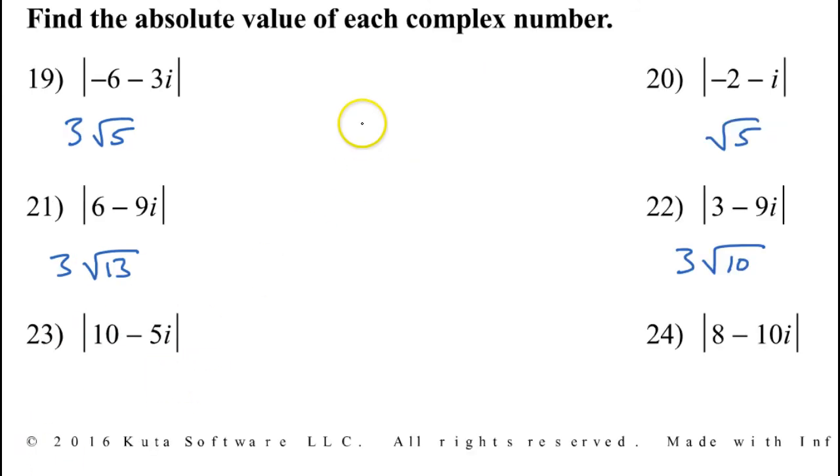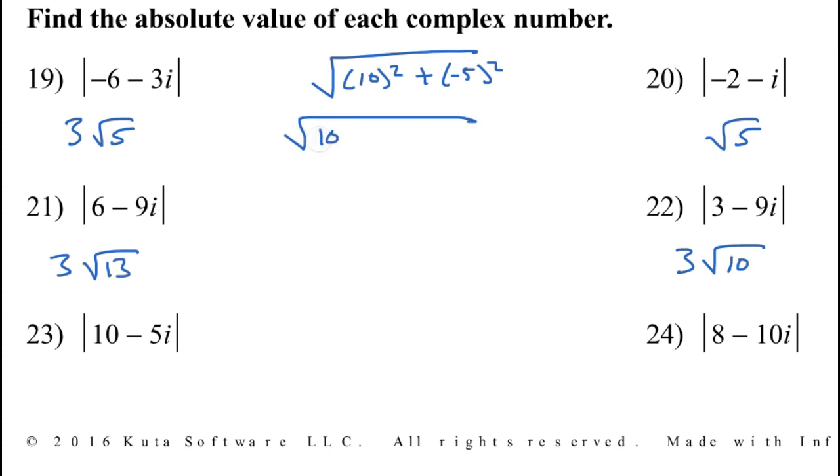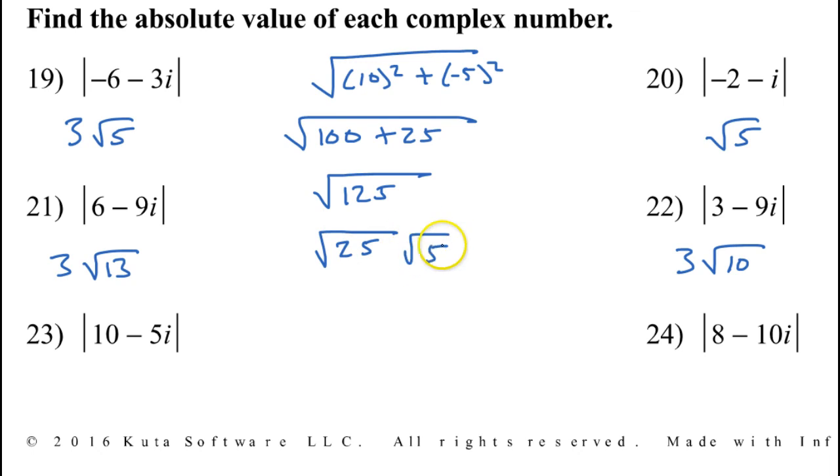For number 23, we have the square root of 10 squared plus negative 5 squared. So that's going to be the square root of 100 plus 25. So that's the square root of 125. Well, 125 is 25 times 5. So the square root of 25 is 5, so this will be 5 radical 5. So that'll be the final answer for number 23.